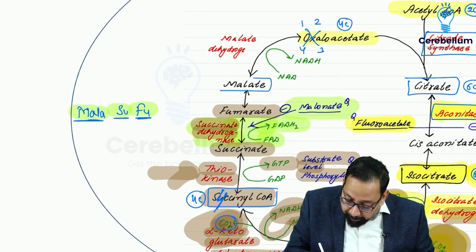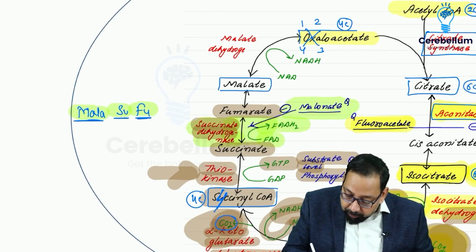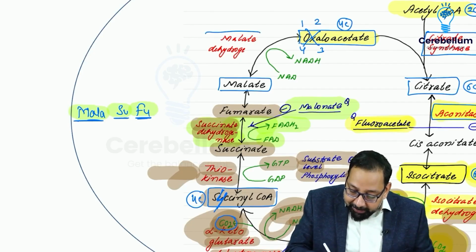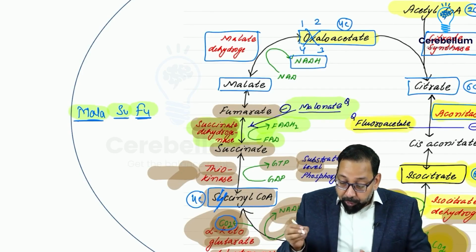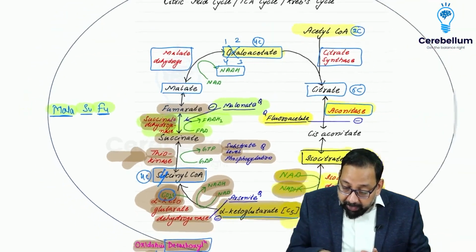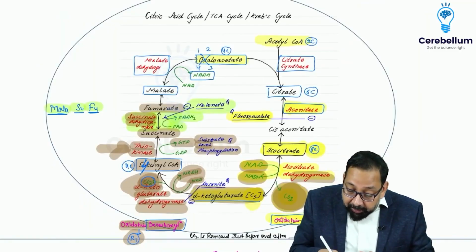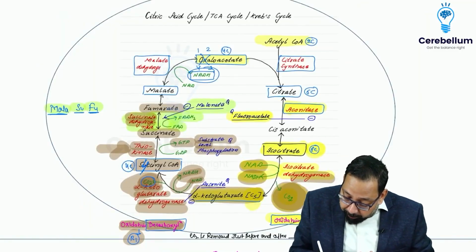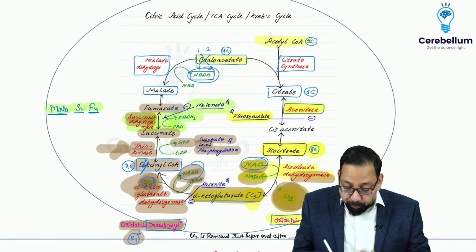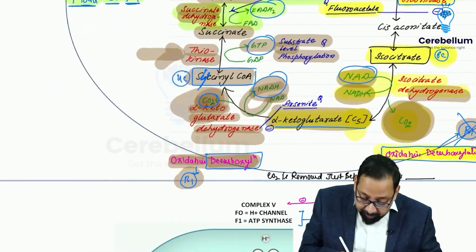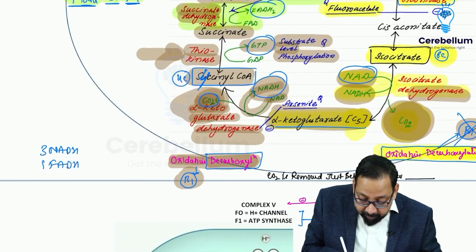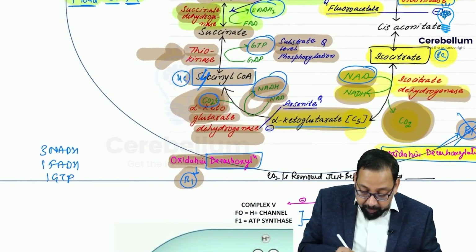Fumarate is converted to malate. Malate is converted to oxaloacetate by malate dehydrogenase. Again, dehydrogenase, NADH is produced. So I can say in this Krebs cycle, TCA cycle, 3 NADH are produced, 1 FADH and 1 GTP are produced. So if I write here: 3 NADH, 1 FADH and 1 GTP.